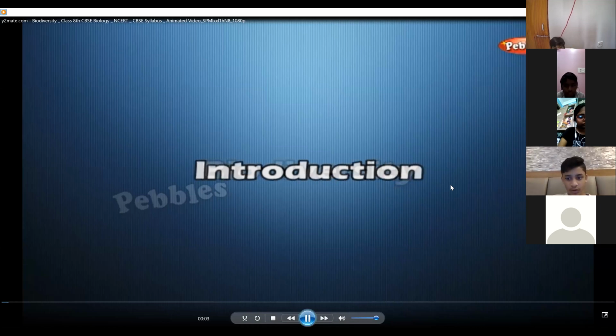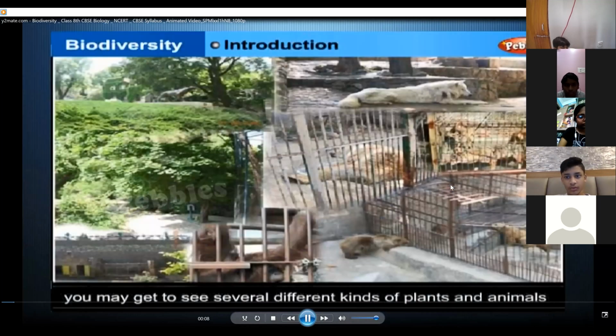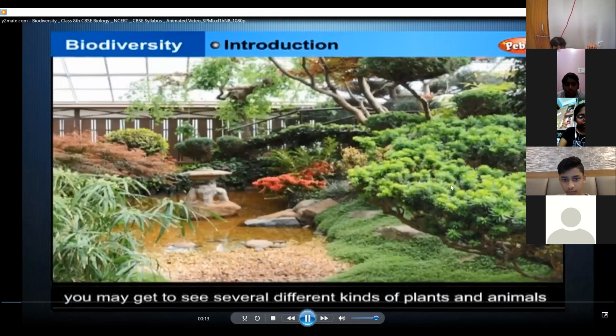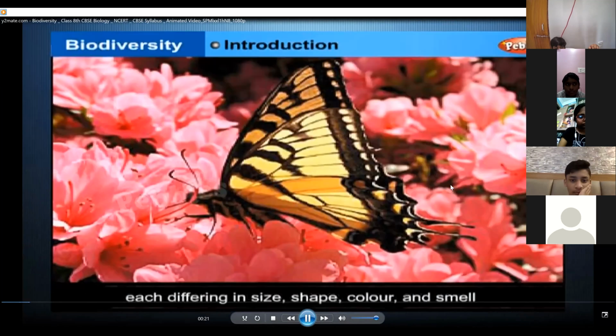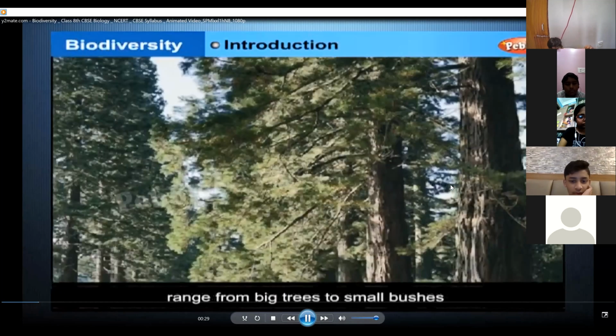Introduction. If you look around you, you may get to see several different kinds of plants and animals. Let's take the example of your neighborhood garden or park. A typical neighborhood park may be home to a variety of flowers, each different in size, shape, color and smell. The kind of trees found here could range from big trees to small bushes. You may also have a variety of animals visiting this park.